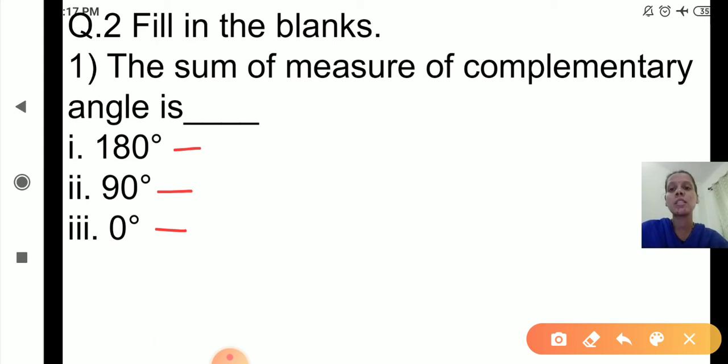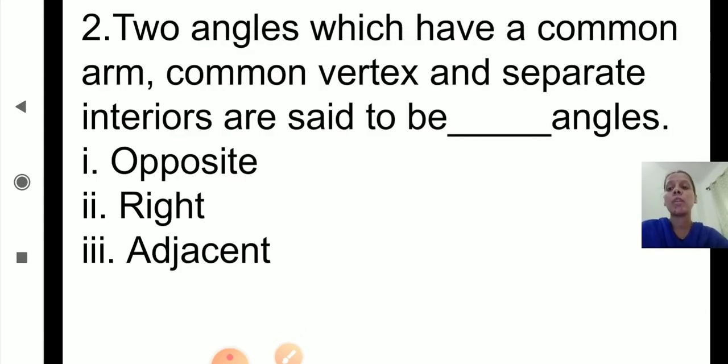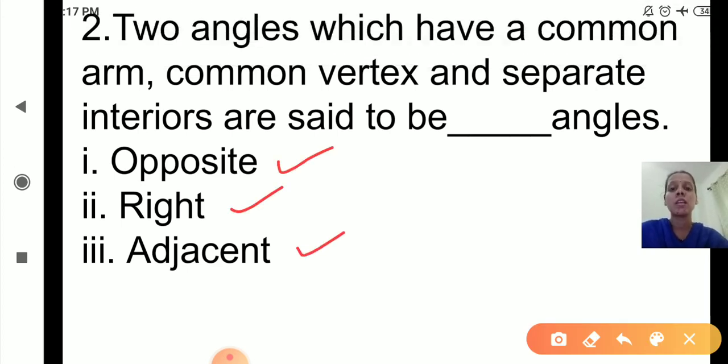Like this, these types of questions can come for fill in the blanks and multiple choice questions. Now the next one: 2 angles which have a common arm, a common vertex and separate interiors are said to be dash angles. The options are opposite angles, right angles and adjacent angles. You will click on the correct answer, or if you are solving this in the notebook, you will write down the answer there. This is only for your reference. These types of questions can come in the exam.